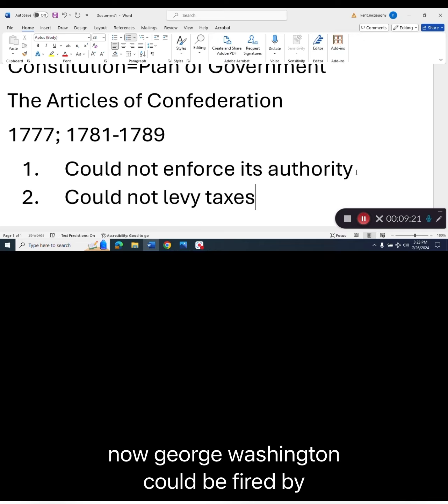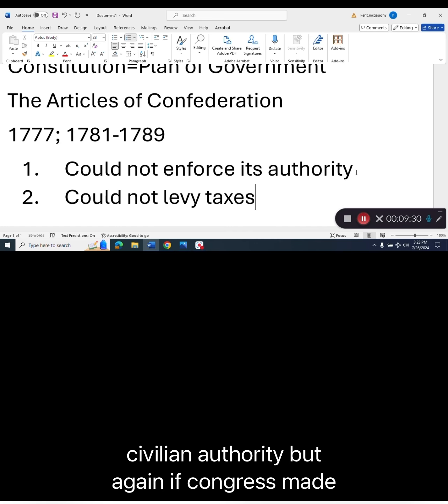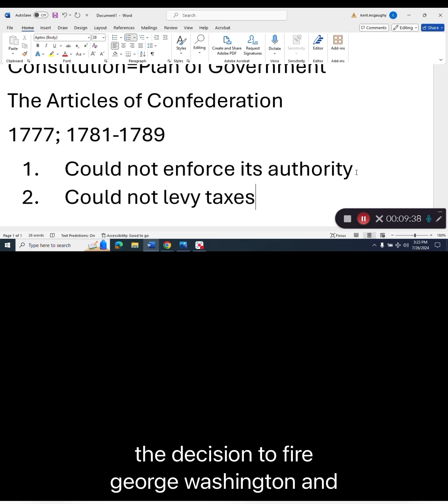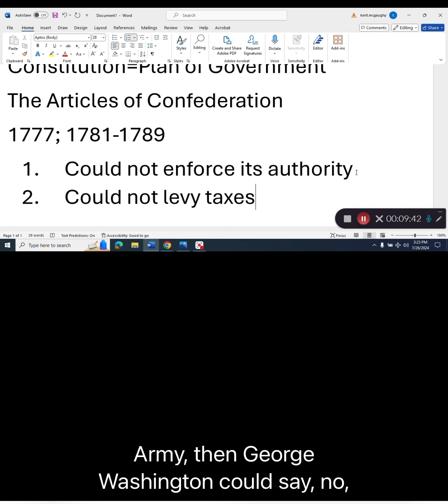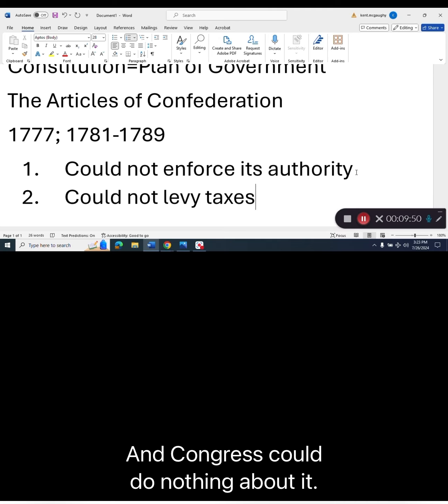Now, George Washington could be fired by Congress. The military had always been under civilian authority. But again, if Congress made the decision to fire George Washington and remove him from command of the Continental Army, then George Washington could say, no, I'm not fired. And Congress could do nothing about it.